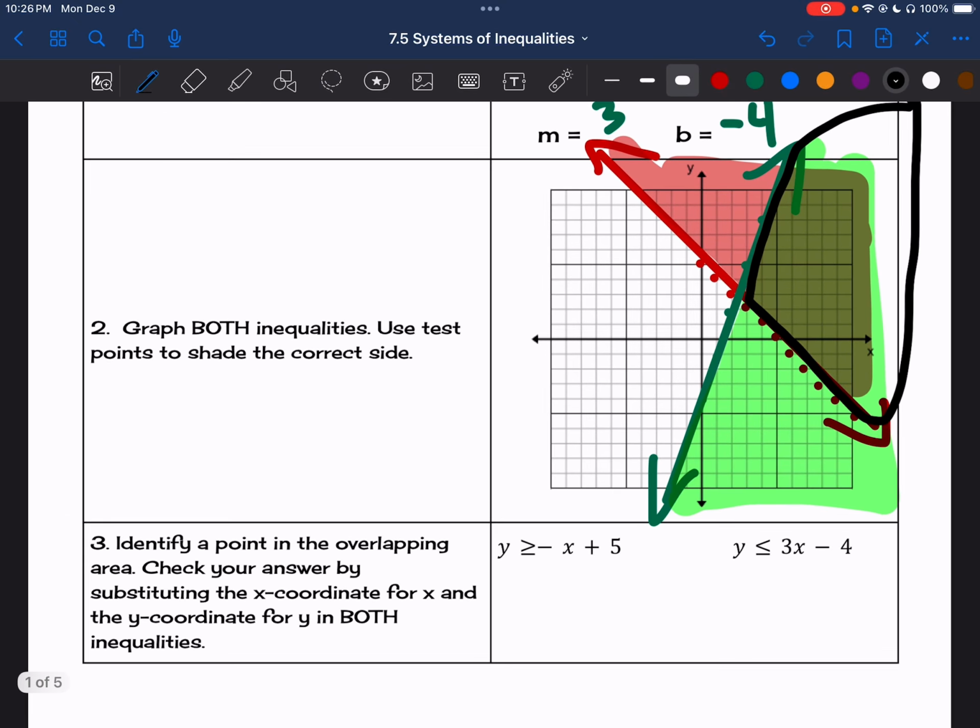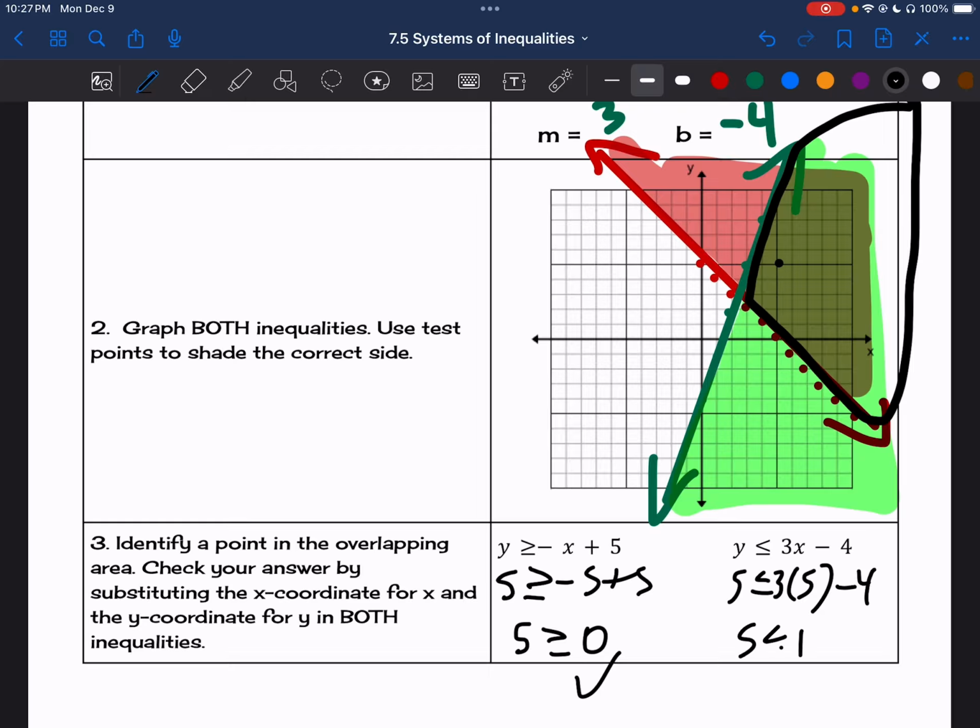So let's pick one of them. I'm going to pick the point (0, 5). So is 5 going to be greater than or equal to -0 plus 5? So is 5 greater than or equal to 5? Yes. Is 5 less than or equal to 3 times 0 minus 4? Well, 3 times 5 is 15, minus 4 is 11. Is 5 less than or equal to 11? Yes, it is. So it works.